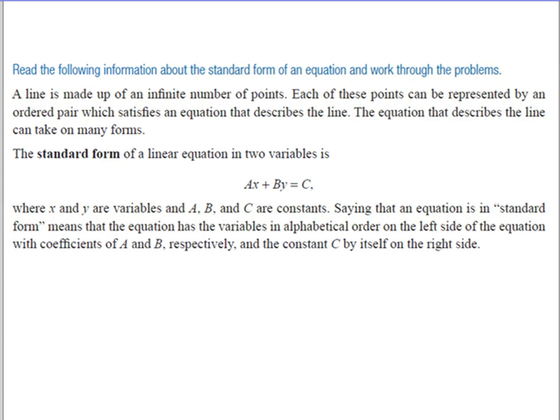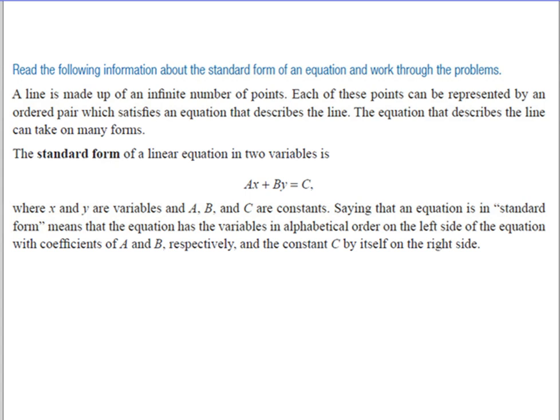A line is made up of an infinite number of points. We just mentioned that. Each of these points can be represented by an ordered pair, remember (x, y), that satisfies the equation that describes the line. And we looked at last time how there can be many solutions to one equation.